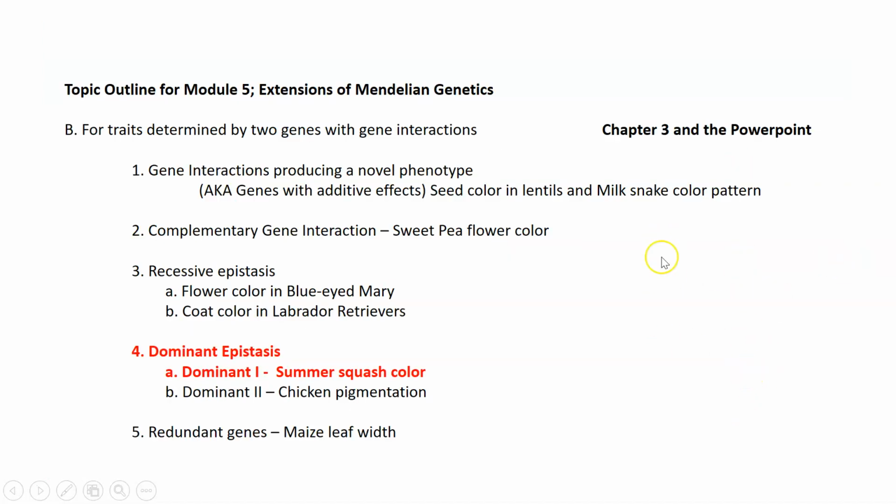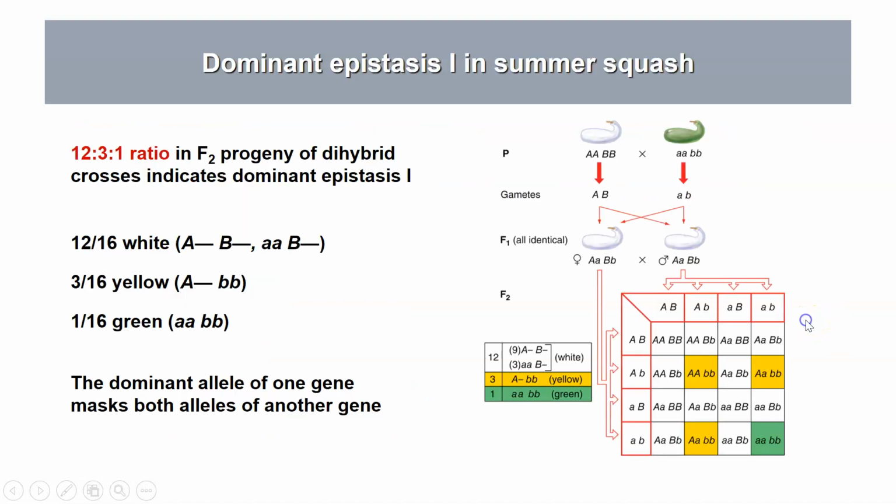I have one example of dominant epistasis, and in dominant epistasis, the presence of a dominant allele of one gene masks the expression of another gene. And this is seen in summer squash. If there are two genes, the A gene and the B gene, if you have a dominant allele at each, you produce white squash. If you're homozygous recessive at each, you're green.